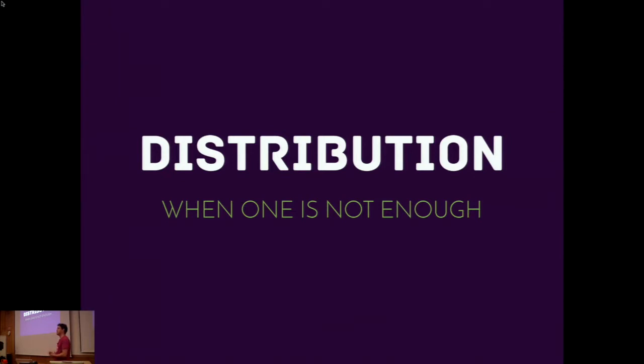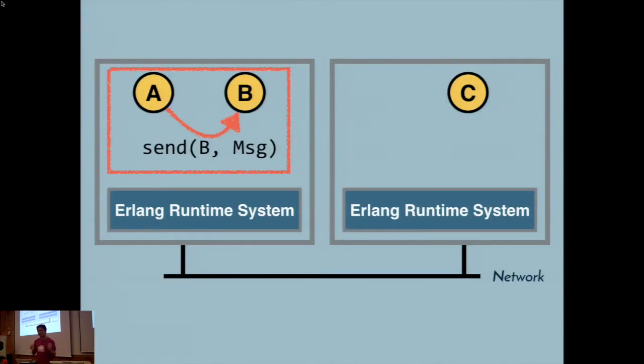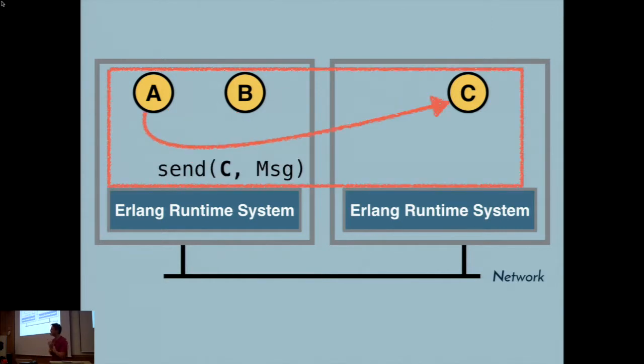Let's talk a bit about distribution. The Erlang virtual machine makes it relatively easy to build a cluster of nodes. Processes in a cluster are location transparent. This means that message passing between processes on the same computer is just as easy as between processes on a different node, as long as you know the process ID.